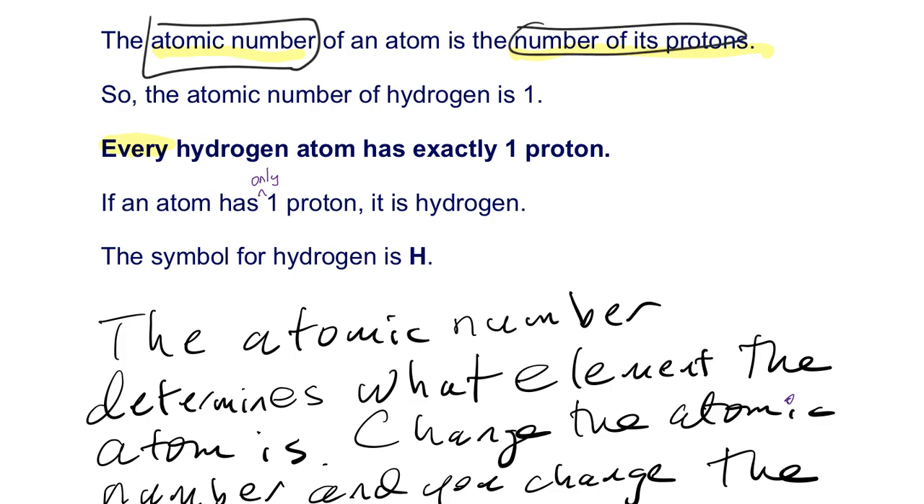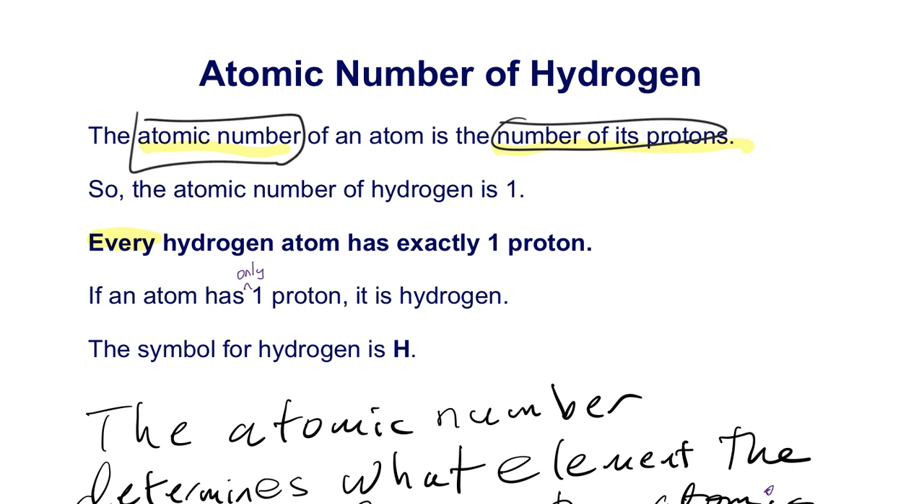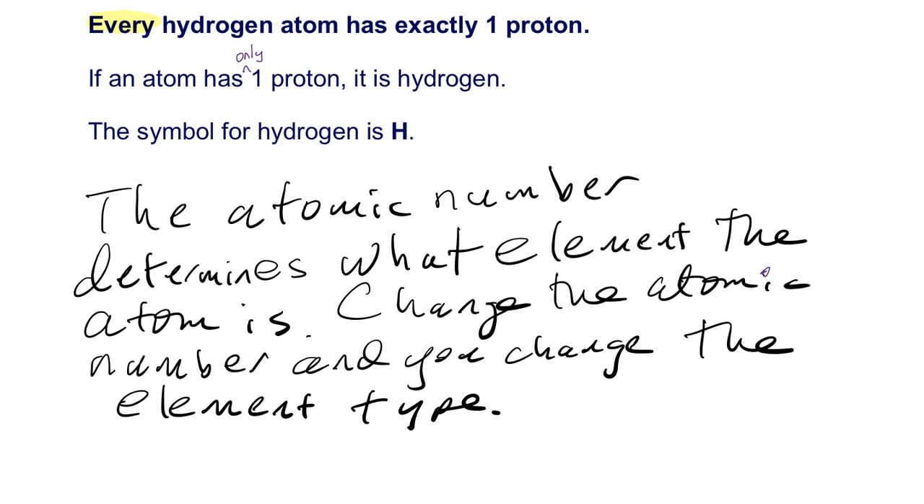So we have a special name for the number of protons of an element. It's called the atomic number. We should know that. And so because hydrogen has one proton, hydrogen's atomic number is 1. If you change that number, no longer is it hydrogen. Again, I'm pointing out the atomic number determines what element the atom is. Change that atomic number, and you'll change the type of element it is.